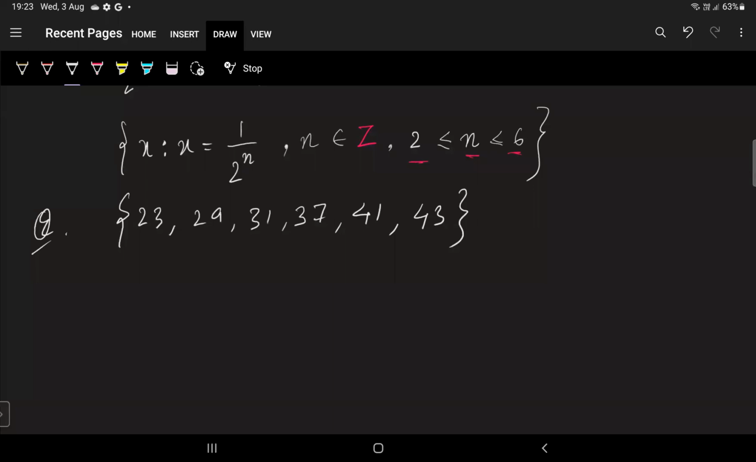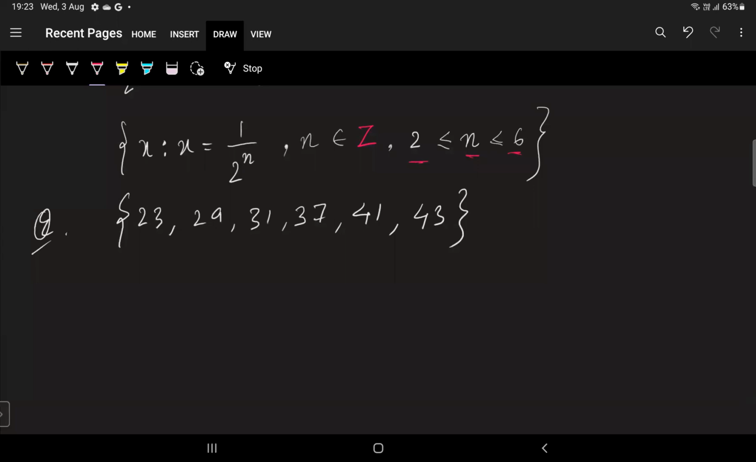This is the last problem, by the way, on set builder. Nidhi. Hari. How much time do you need? Sunshine, tell me the answer. Somebody, please tell me the answer.